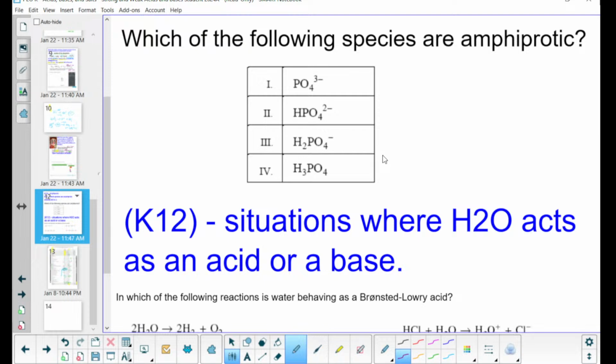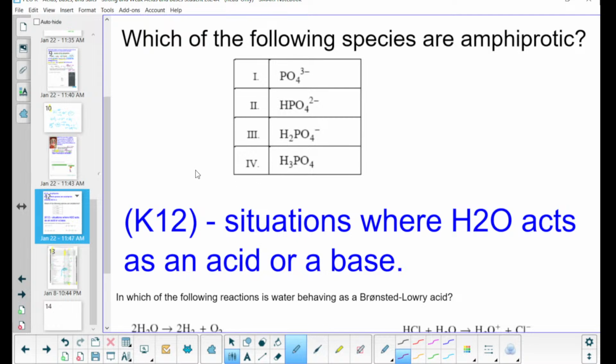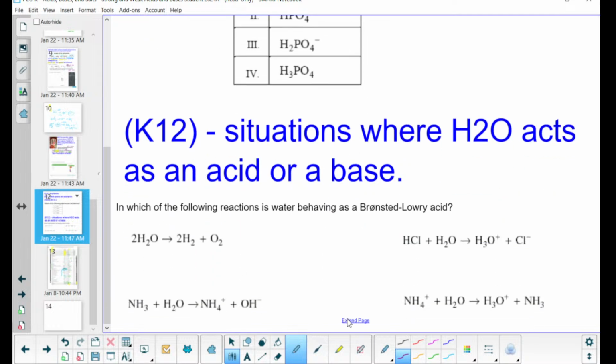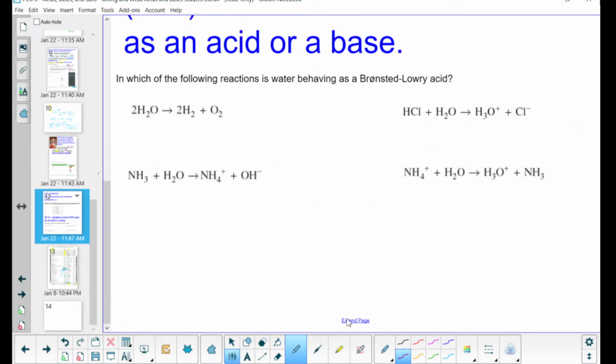No. Highly unlikely. If it doesn't have a negative charge, getting H4PO4 plus, really unusual. The only one you know of that does that is NH3. Check on your chart if it has both, and your chart should have it on both sides, which is the other way of checking. For the next one, in which of these is water behaving as an acid? What is a Bronsted-Lowry acid?